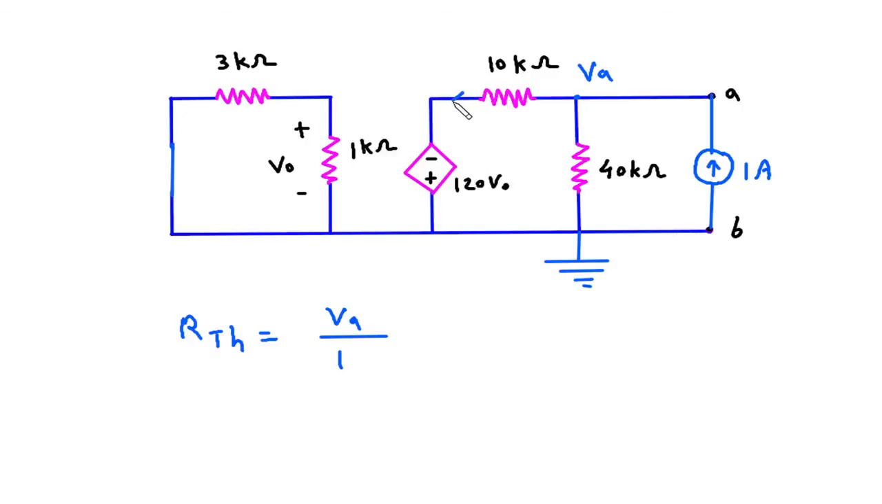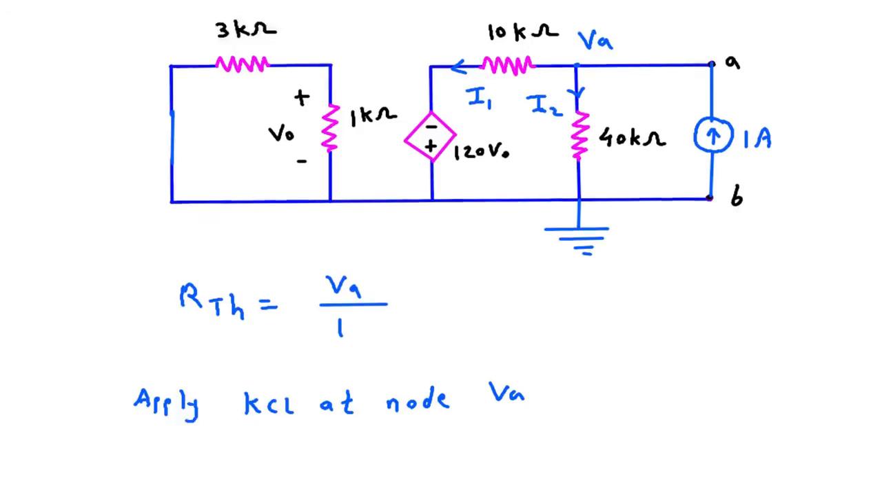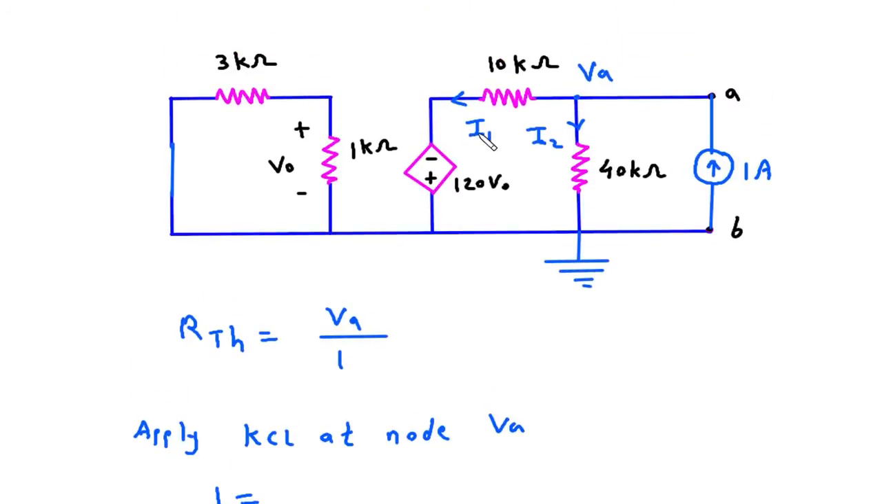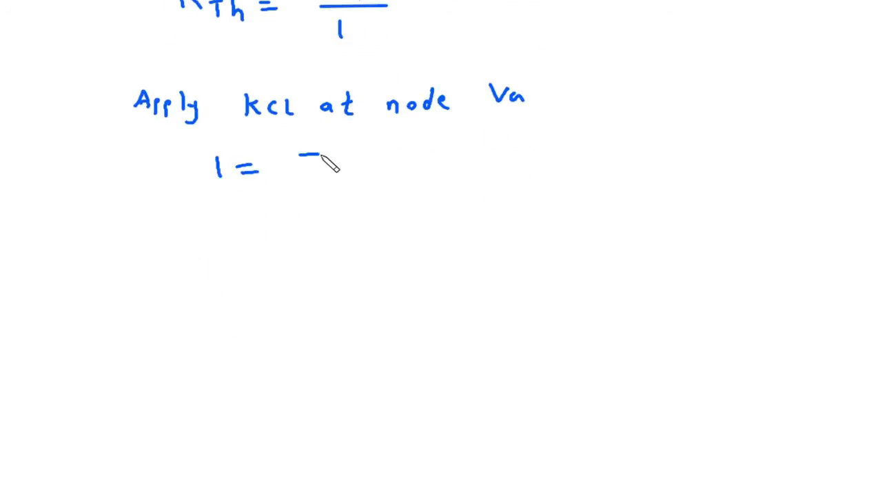Now let's say this is current I1, this is current I2. Now we will apply KCL at node VA. The summation of all the entering currents, 1 ampere, is equal to the summation of all the currents leaving the node. So I1 plus I2. So 1 is equal to I1 plus I2.